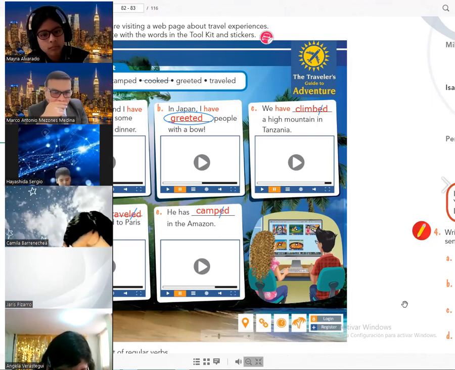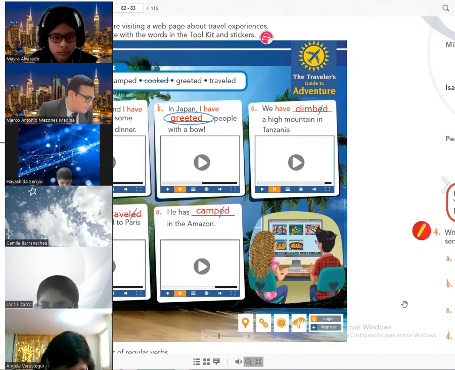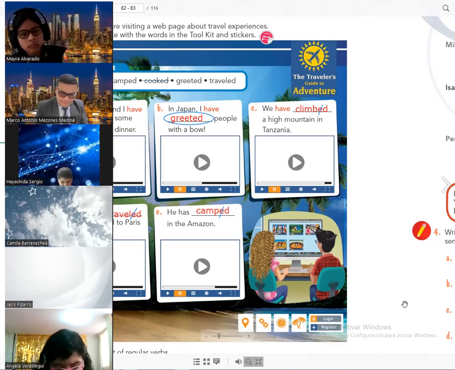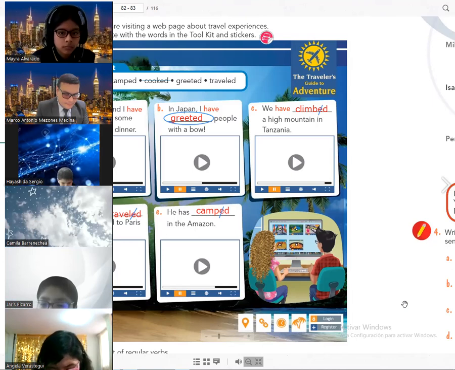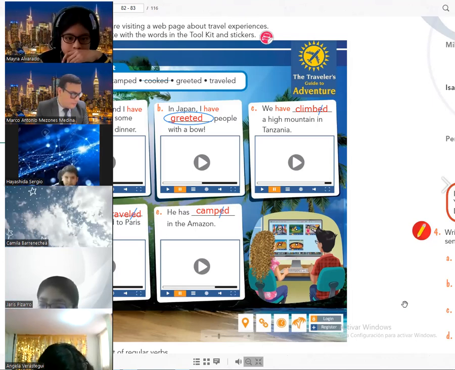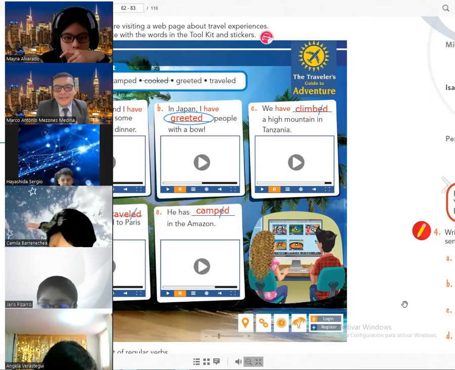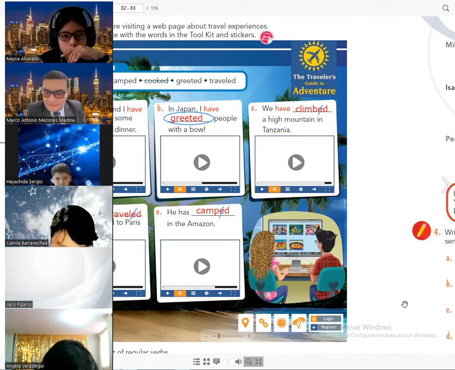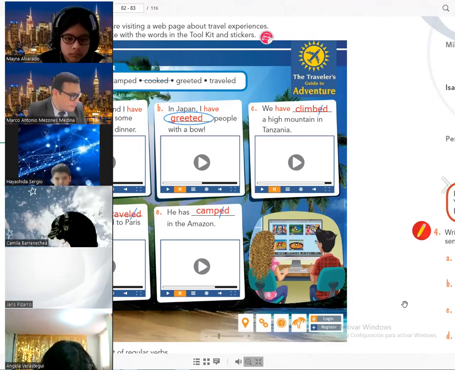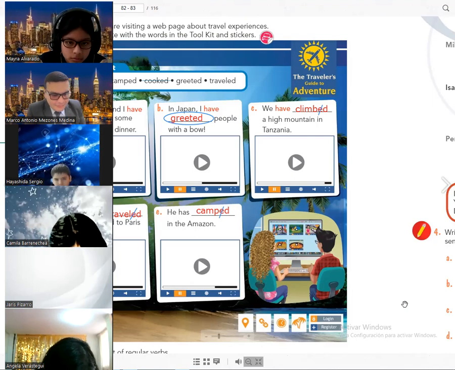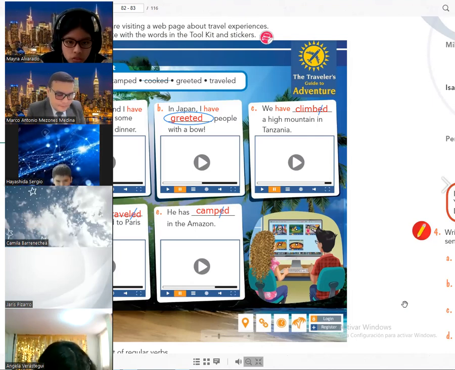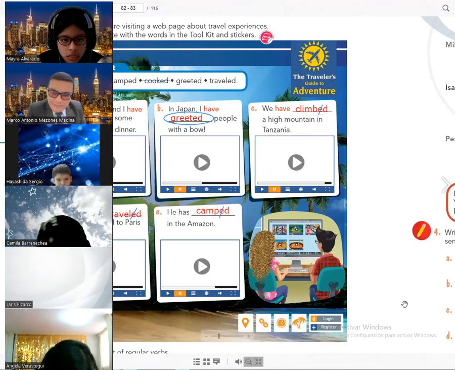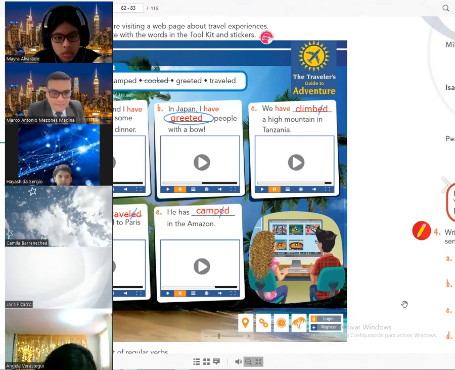My friends and I have cooked some fish curry for dinner. In Japan, I have greeted people with a bow. We have climbed a high mountain in Tanzania. Sarah traveled from Madrid to Paris by train. He has camped in the Amazon. Thank you, Sergio. My friends and I have cooked some fish curry for dinner. In Japan, I have greeted people with a bow. We have climbed a high mountain in Tanzania. Sarah has traveled from Madrid to Paris by train. He has camped in the Amazon. Mayra?